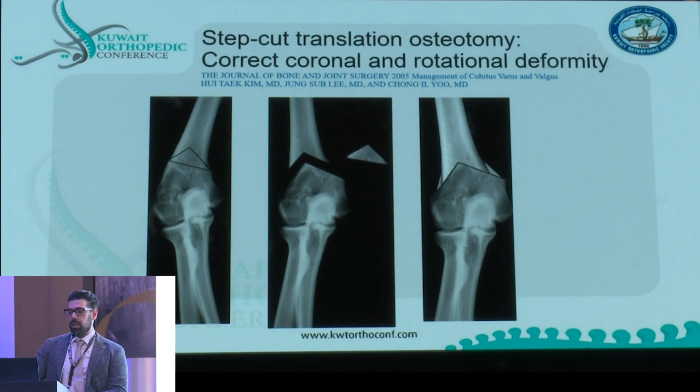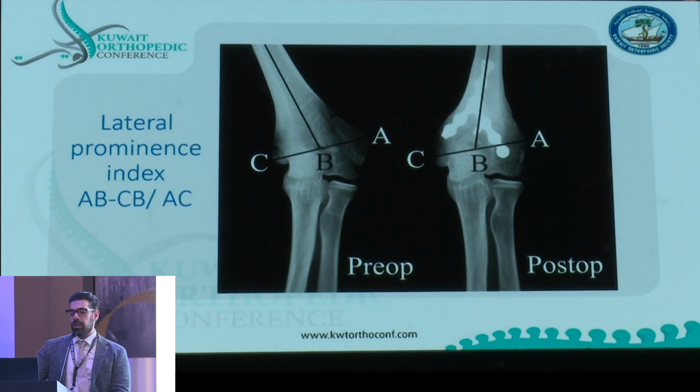I found this technique in one of the papers, which is called step cut translation osteotomy, which is a dome osteotomy, where you remove a wedge or a triangle from the distal humerus, and you can rotate the whole distal humerus in two planes, in rotation and in coronal, to correct the alignment. And this triangle you can cut and use as a bone graft as well. And also you have to measure the lateral prominence index, which is A plus AB minus BC over the overall distance to know how much is sticking out laterally.